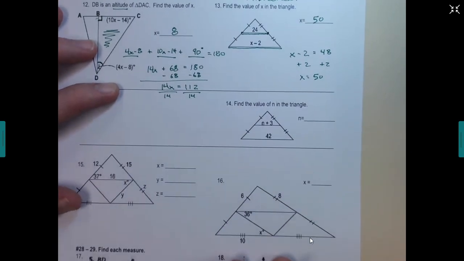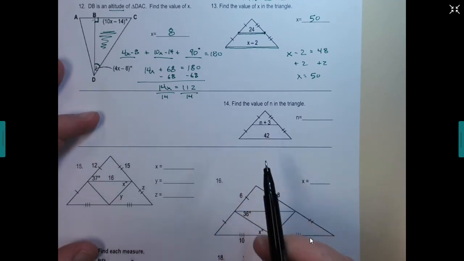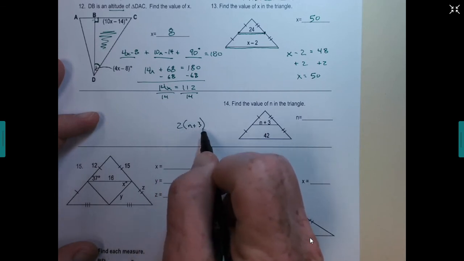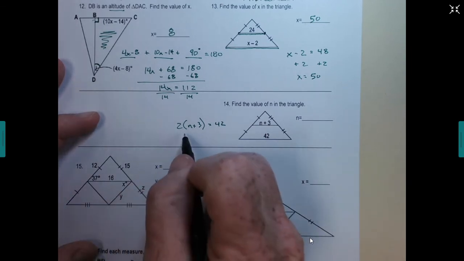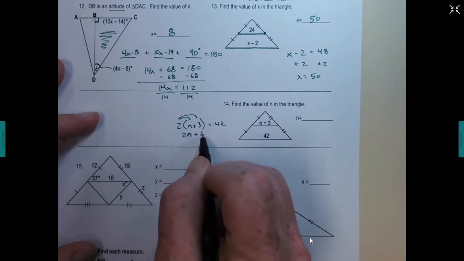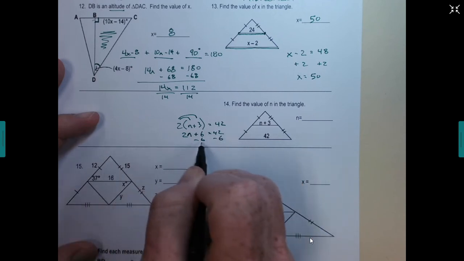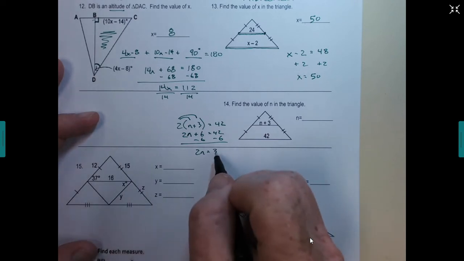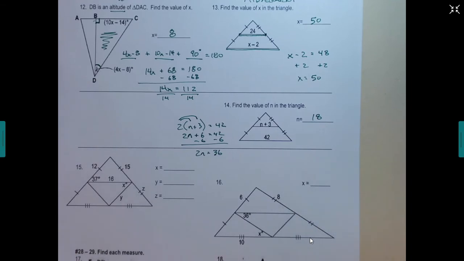So I give you the exact same kind of problem. It's another mid-segment problem. Again, the smaller one, I would need to double it. If I double n plus 3, then I know it'll equal 42. So if I distribute the 2, I've got 2n plus 6 equals 42. Minus 6 on both sides. That leaves me with 2n equals 36. If I divide both sides by 2, I find out n is 18.